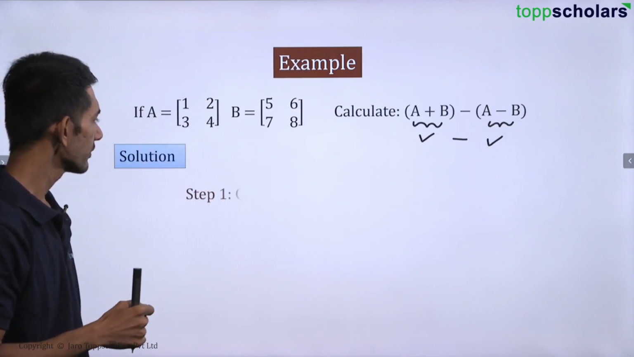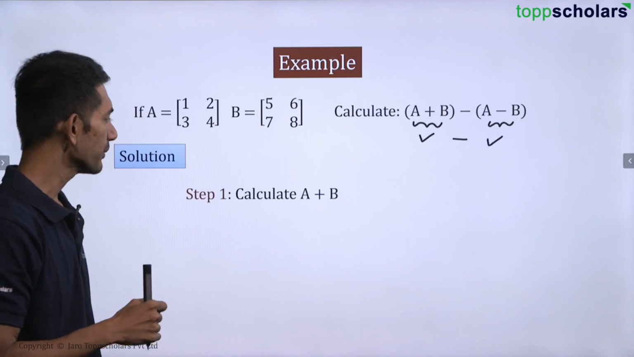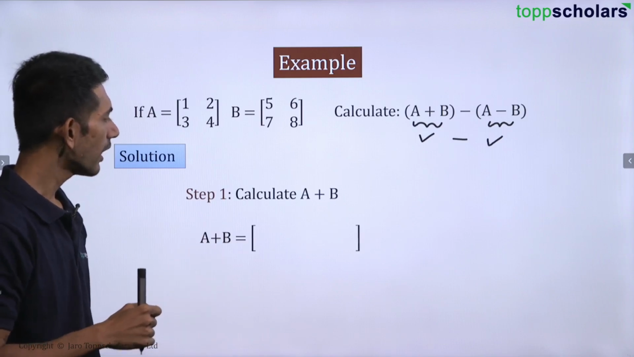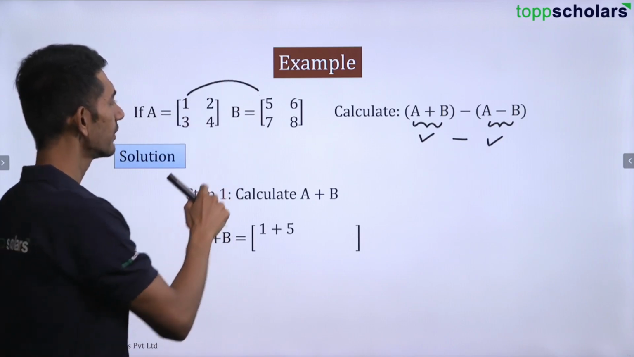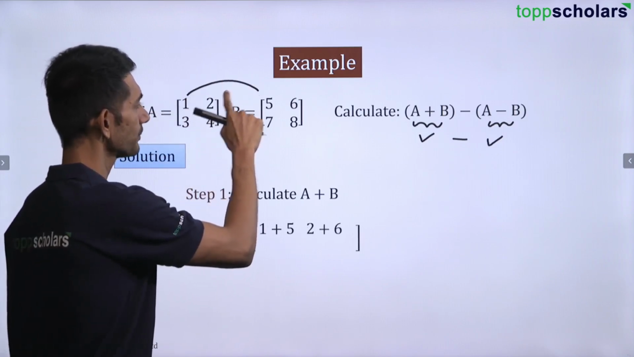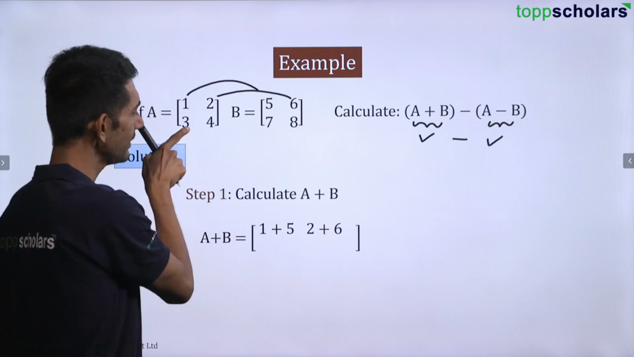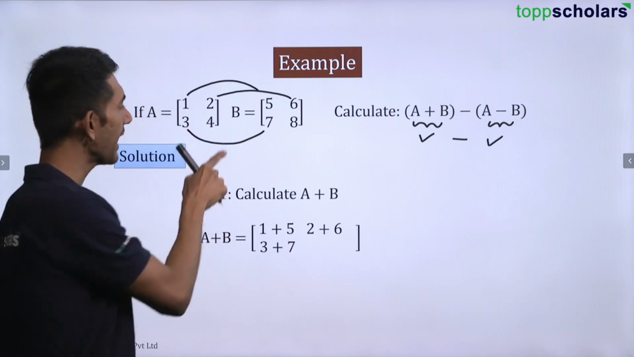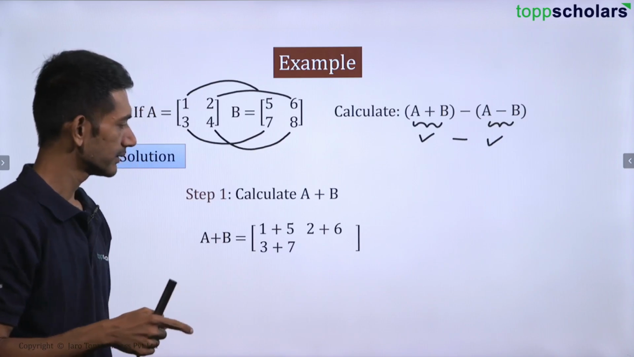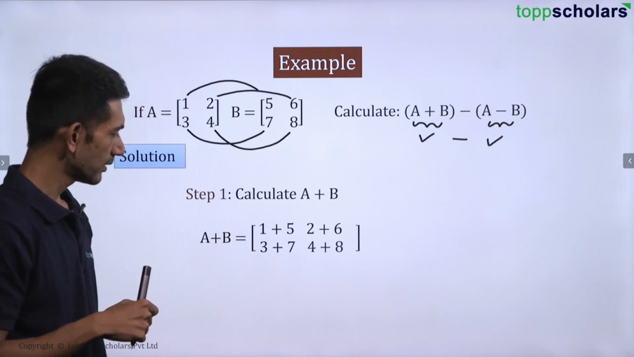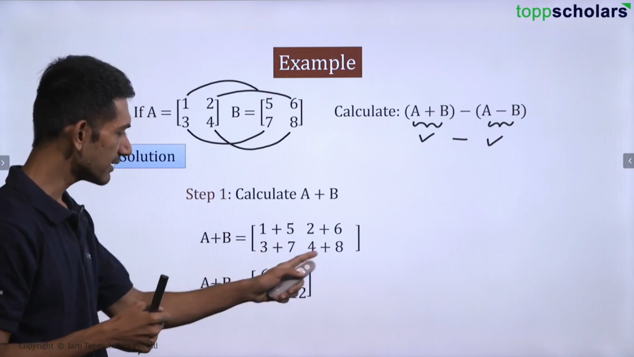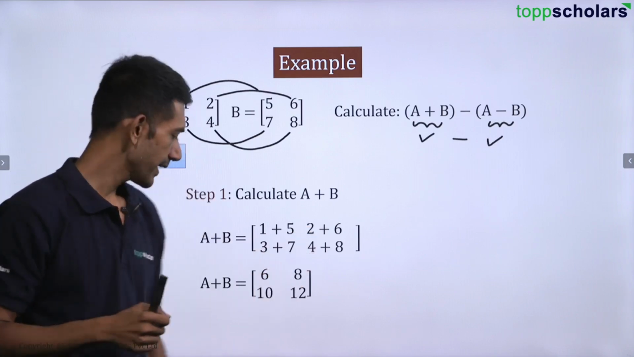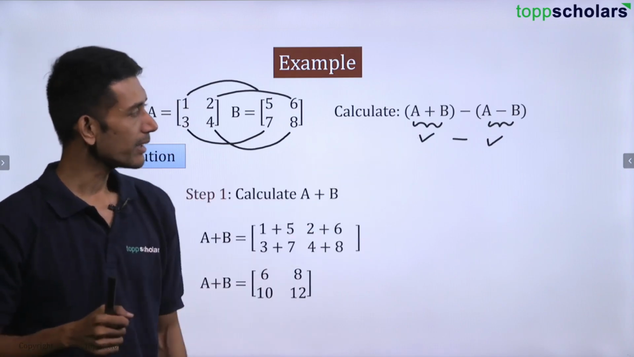So here it is. Firstly, calculate A plus B. So A plus B, how do we add them? The corresponding elements, 1 will be added with 5, 2 goes with 6, 3 goes with 7, and 4 goes with 8. Correct? Add them. 1 plus 5 is 6, 2 plus 6 is 8, 3 plus 7 is 10, 4 plus 8 is 12. We get A plus B. Now let us talk about A minus B.